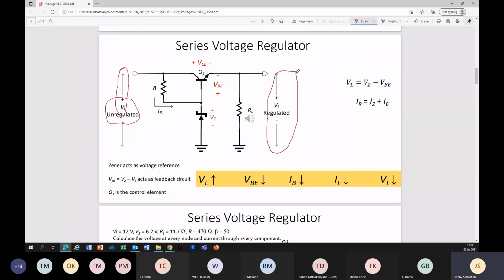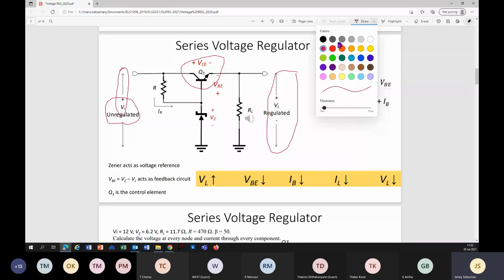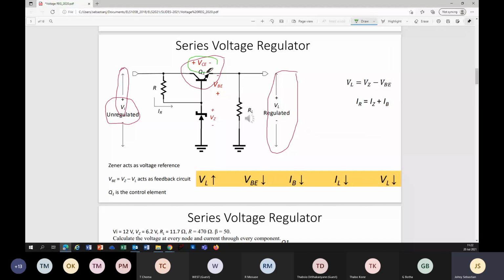What do we have between input and output? We have a transistor BJT called Q1. Collector at the input, emitter at the output. Or basically, we have a voltage across collector and emitter. Look, there is a voltage VCE with collector more positive with respect to emitter. Okay, collector is more positive, emitter is negative.